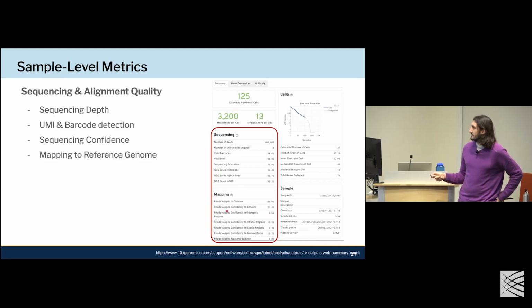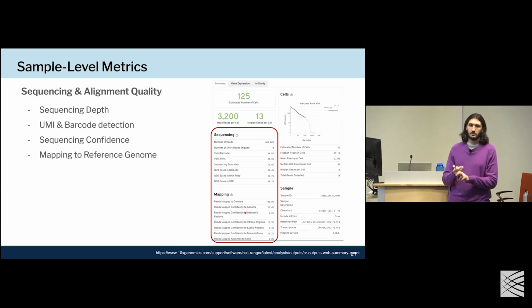And then some other things that are interesting are the percentage of reads that were mapped to the genome, and reads that were mapped confidently to the genome, mapped to intergenic, exonic, or intronic regions. I can't give you a number of what you should be looking for here. It will vary. If you're doing single-cell RNA sequencing, you will get a higher proportion of reads mapping to the exonic regions. If you're doing single nuclei, where you're really just looking at the stuff that's within the nuclei, then you will get a higher percentage of reads mapping to intronic regions for the more immature RNAs.